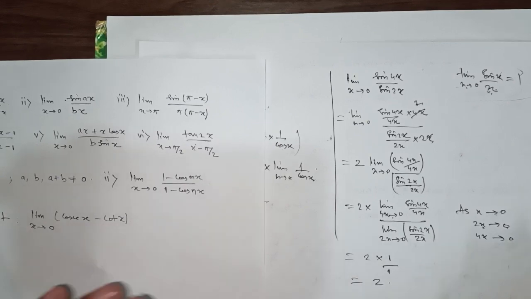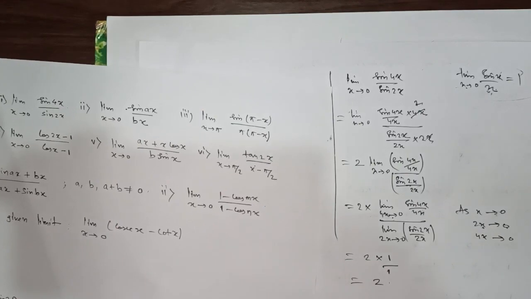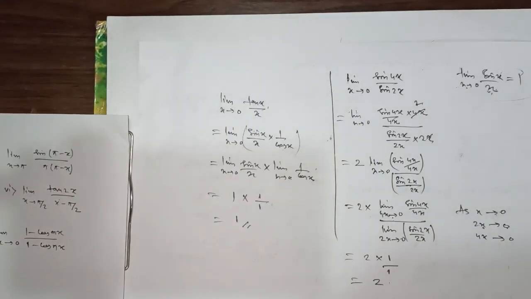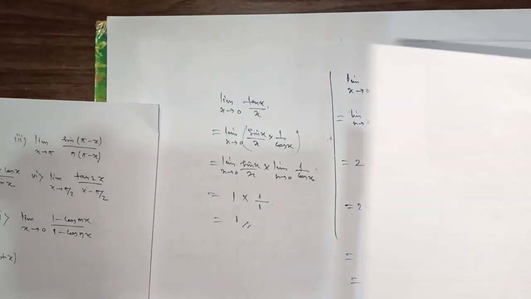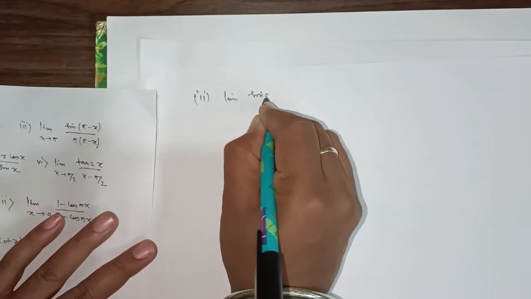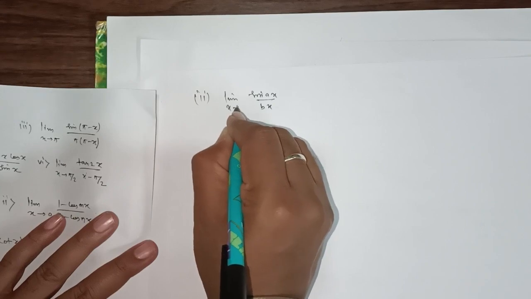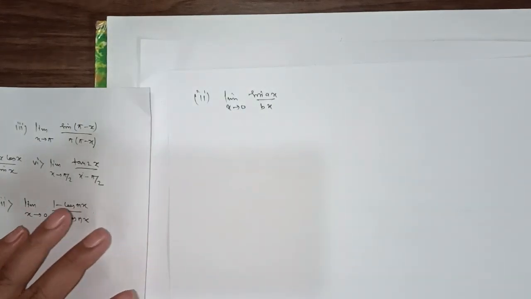Now we'll enter into the next problem. Okay, one by one we'll see here. Let's see the next problem. We'll see the second one. There is limit sin ax by bx as x tends to 0. So how are we going to solve?